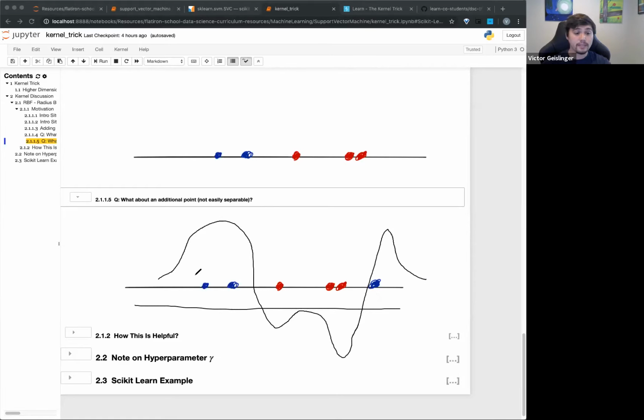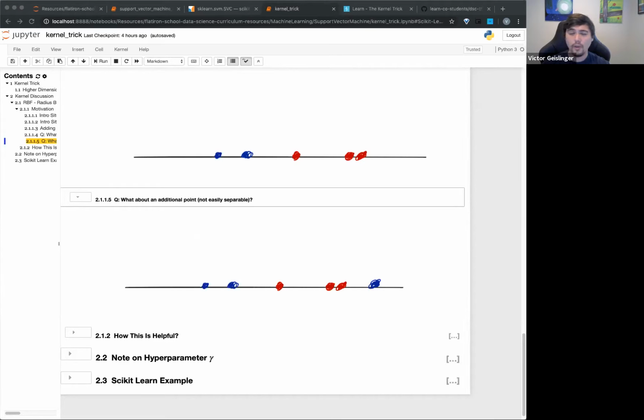So radial basis functions are commonly used. That's why they're the default in sklearn. Hopefully that makes sense to you guys, in the sense that we're just defining a function that's easy to make and saying, okay, all the points that are this color go up, all the ones that are this color go down, and essentially we can separate those parts.